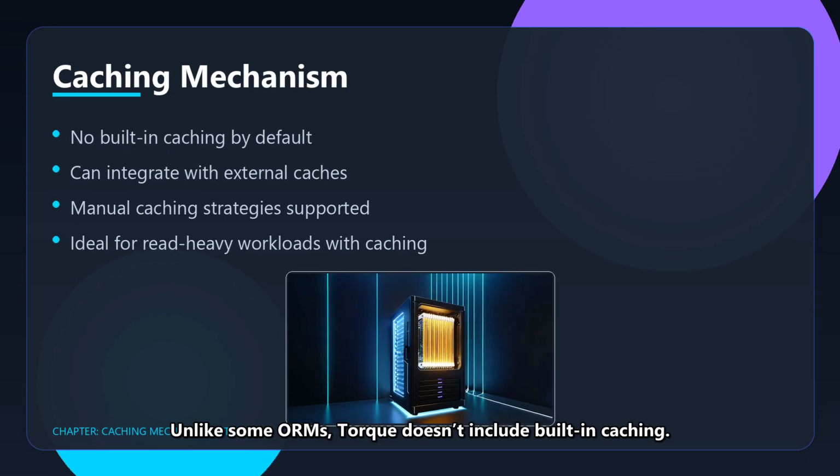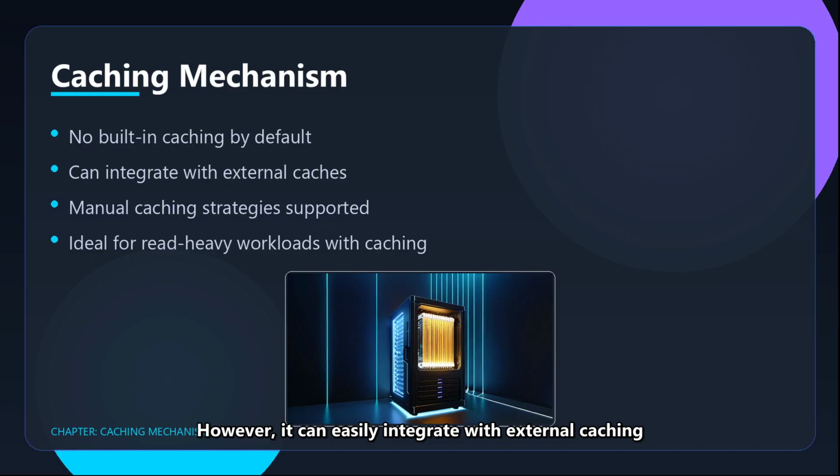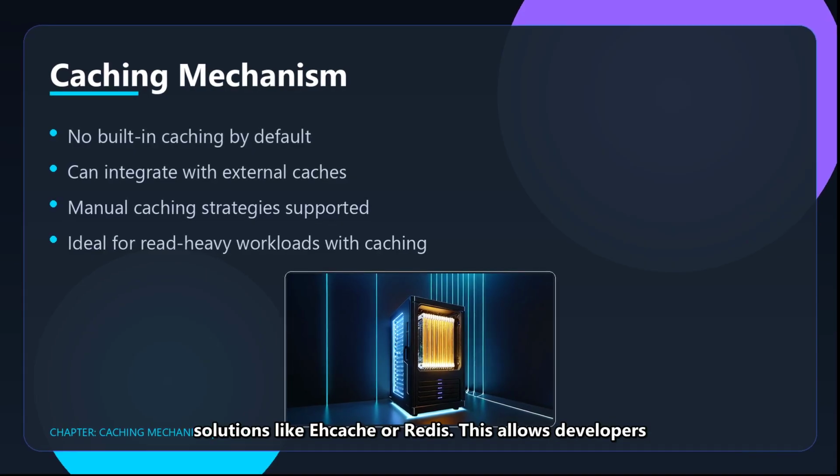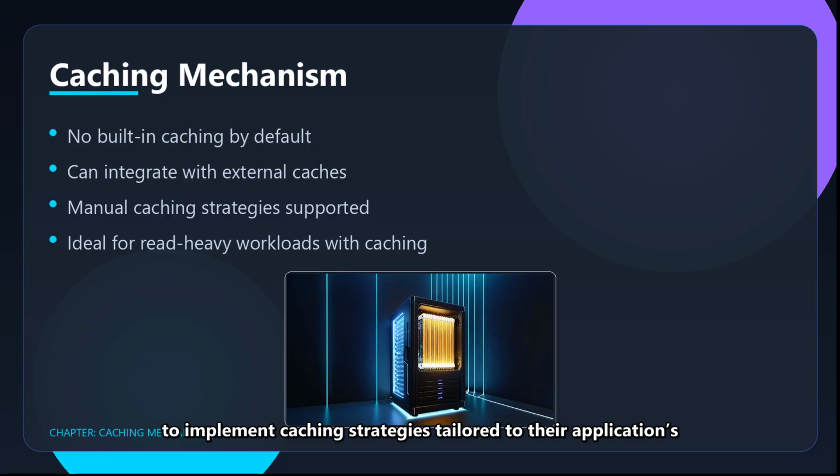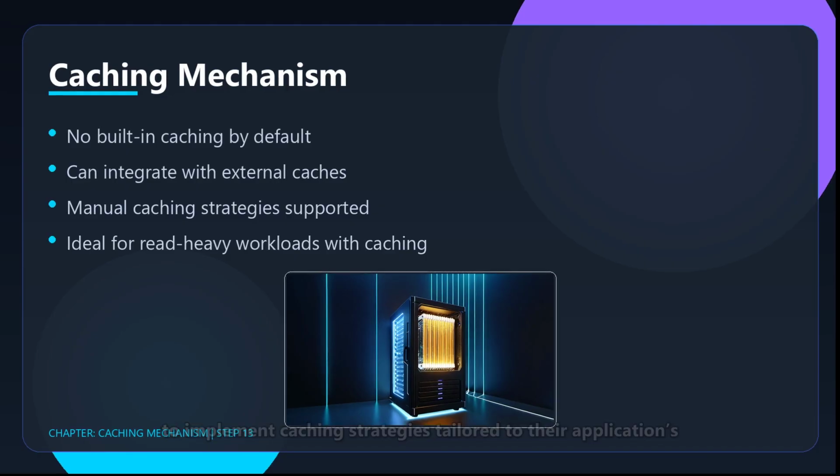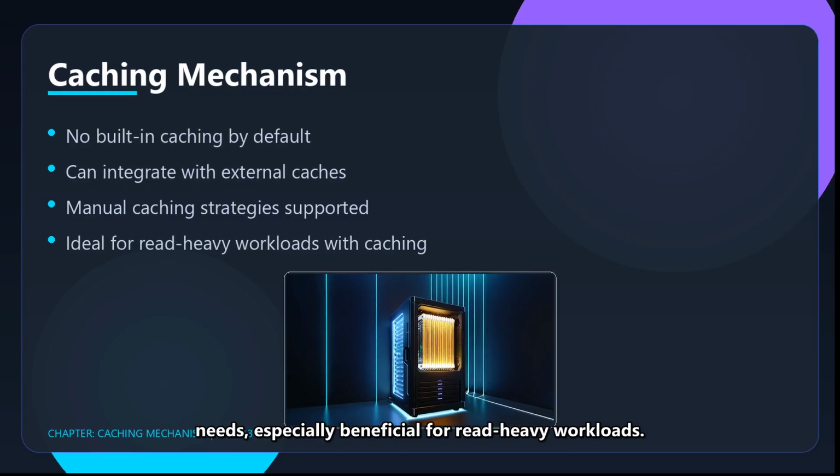Unlike some ORMs, Torque doesn't include built-in caching. However, it can easily integrate with external caching solutions like EHCache or Redis. This allows developers to implement caching strategies tailored to their application's needs, especially beneficial for read-heavy workloads.